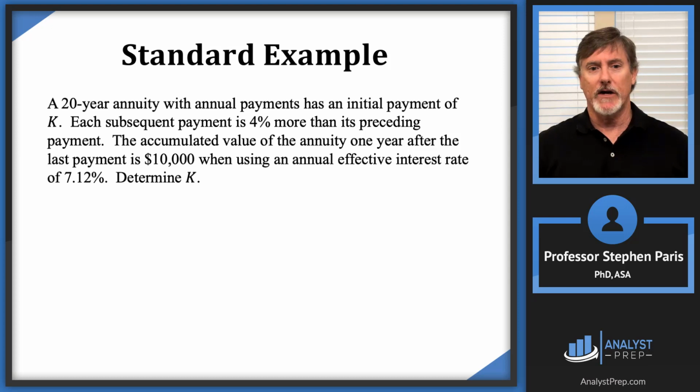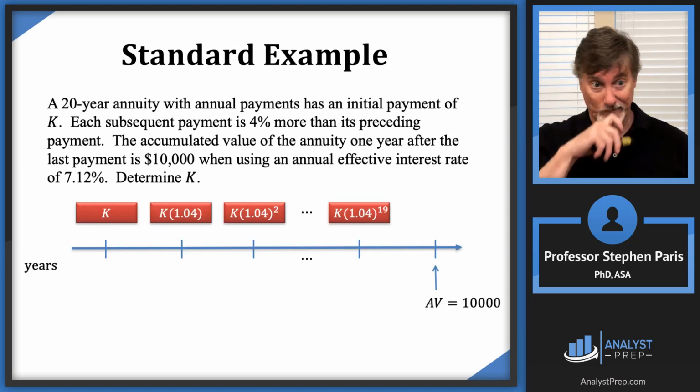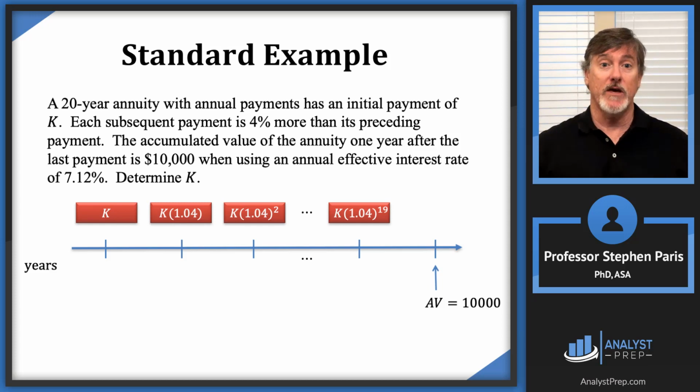The accumulated value of the annuity 1 year after the last payment is $10,000 when using an annual effective interest rate of 7.12%, and we're asked to determine K. We'll capture all this on our timeline. The first payment is K, the next payment increases by 4%, so it's K times 1.04. The next payment is K times 1.04 squared, and so forth, all the way up through the 20 payments. The timeline is in years, and the accumulated value is $10,000.